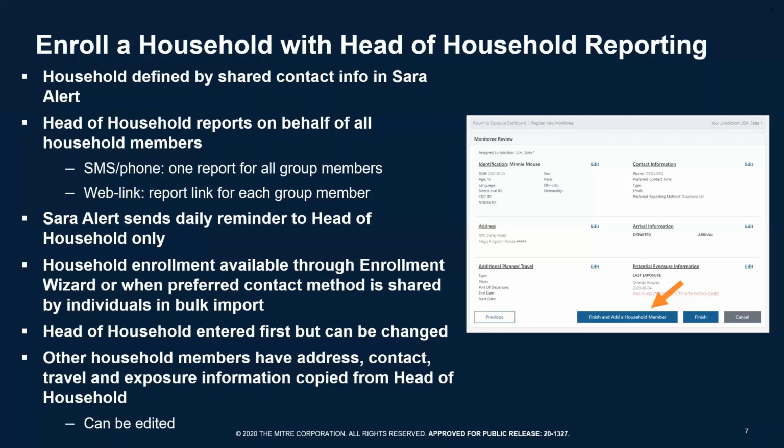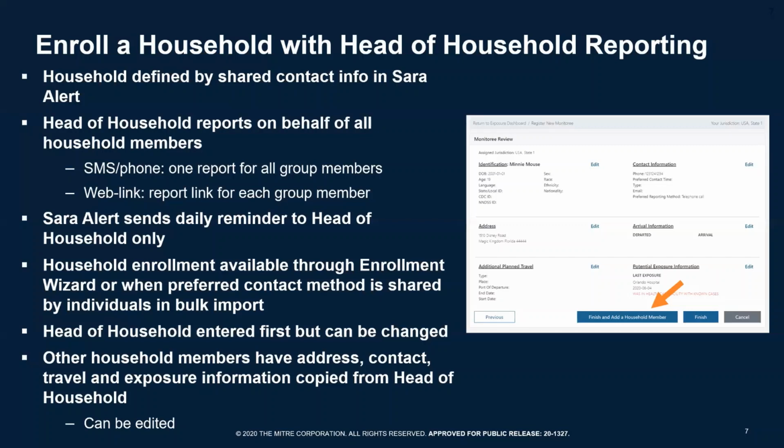After enrolling the head of household, while you are on the review screen, you can add household members by selecting the Finish and Add Household Member button, as shown in the screenshot on this slide. This will take you through the enrollment wizard again to enroll the next household member.